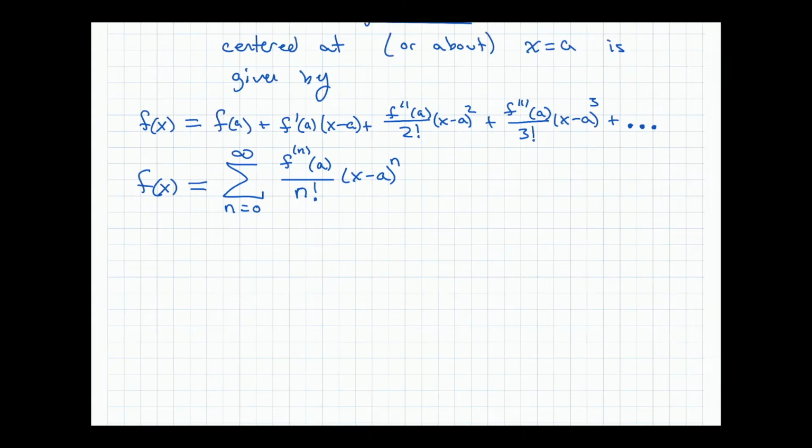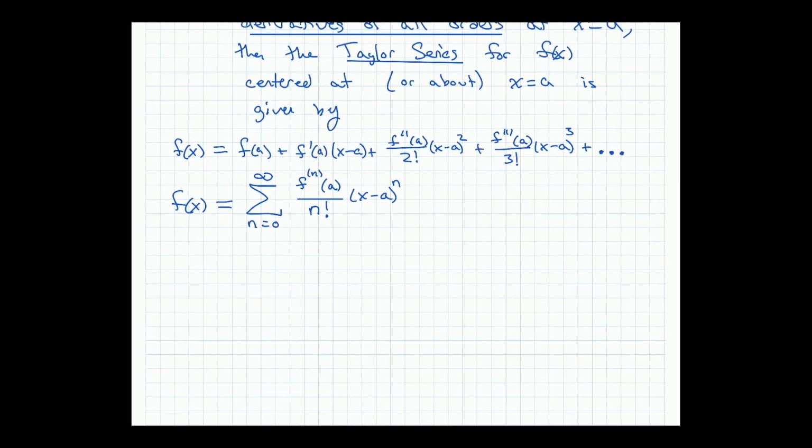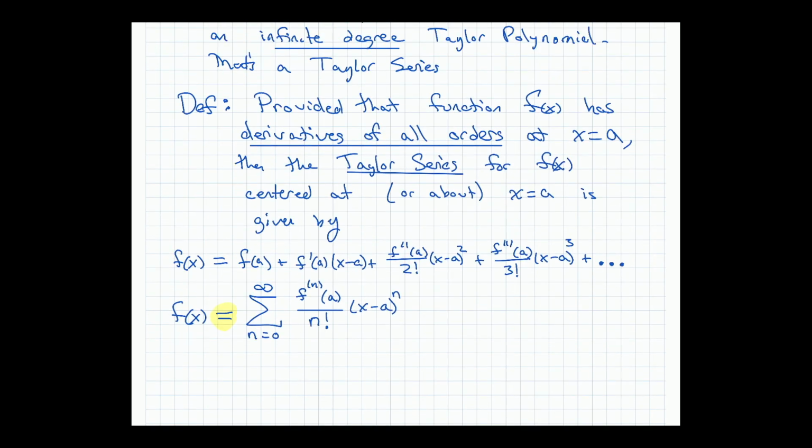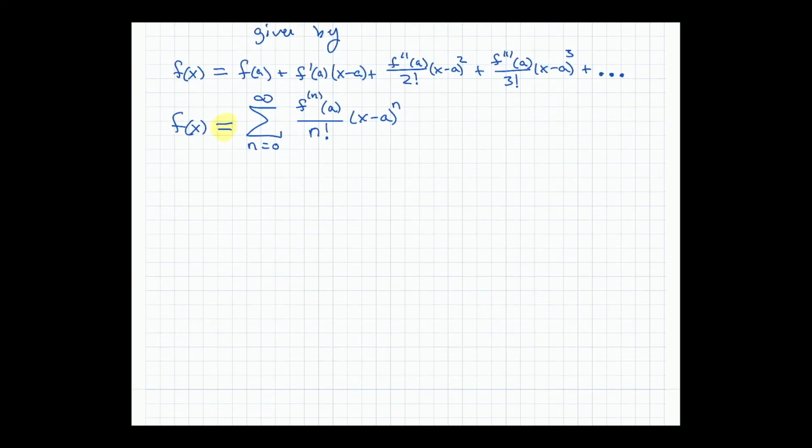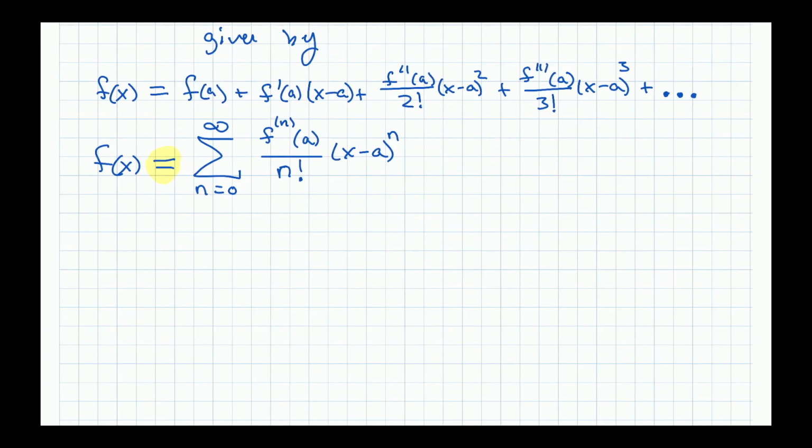Okay, now what about this? The property that a Taylor series has is, provided this Taylor series exists, right? Because it might not exist, it has to have derivatives of all order. But provided that the Taylor series exists, it's actually equal to the function.